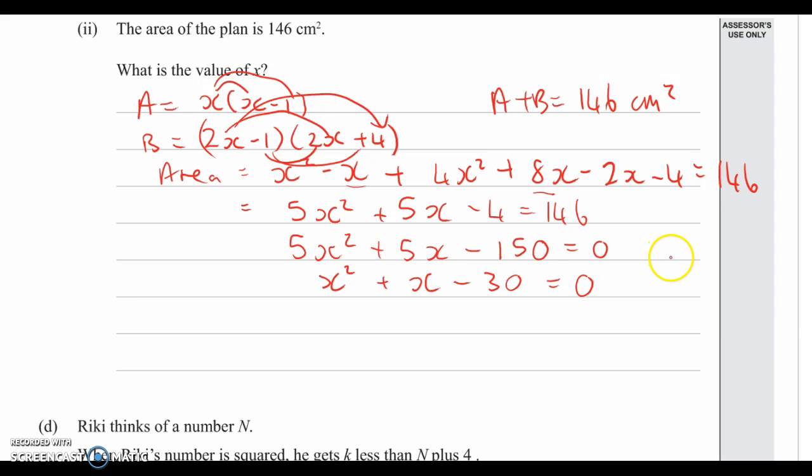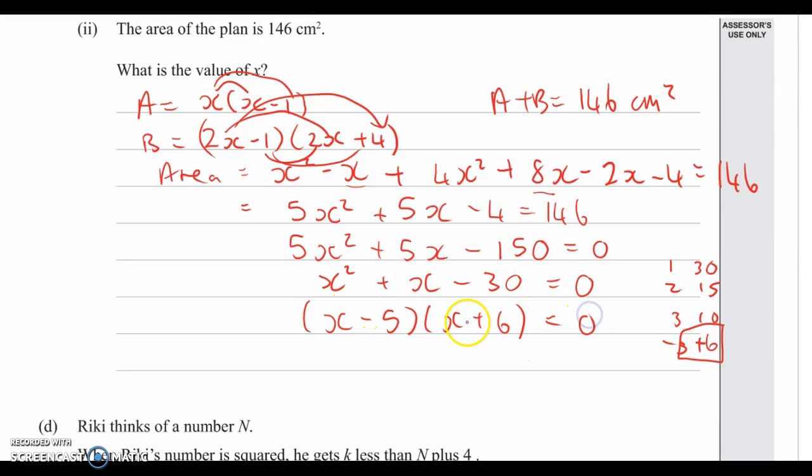So now I'm going to solve. What are my factors of 30 that add or subtract to 1? 1 and 30, 2 and 15, 3 and 10, 5 and 6. Oh, that's very good. And I've stopped. 5 and 6. I want it to be plus 1, so I'm adding 6 and minusing 5. I've got two values multiplied together to give me 0, so one of them must be 0.